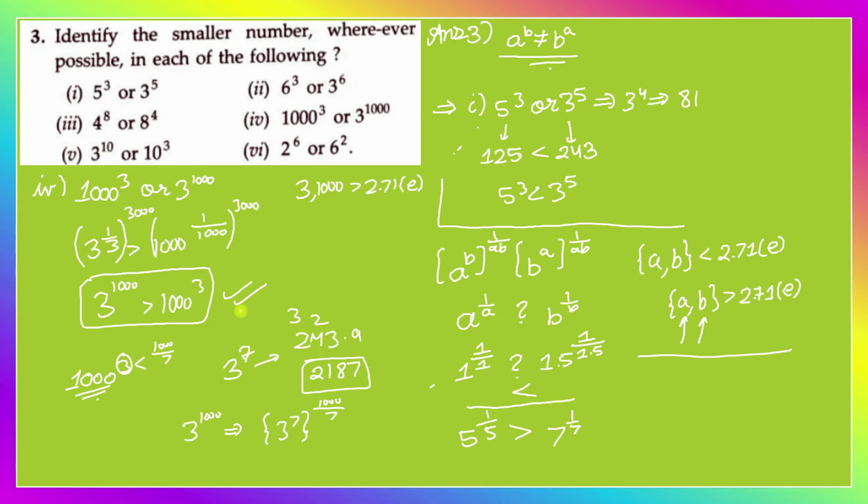And again, same thing for the fifth part also. 3 to the power of 10 would be greater than 10 cubed. So it is the same trick. I hope you have understood it.